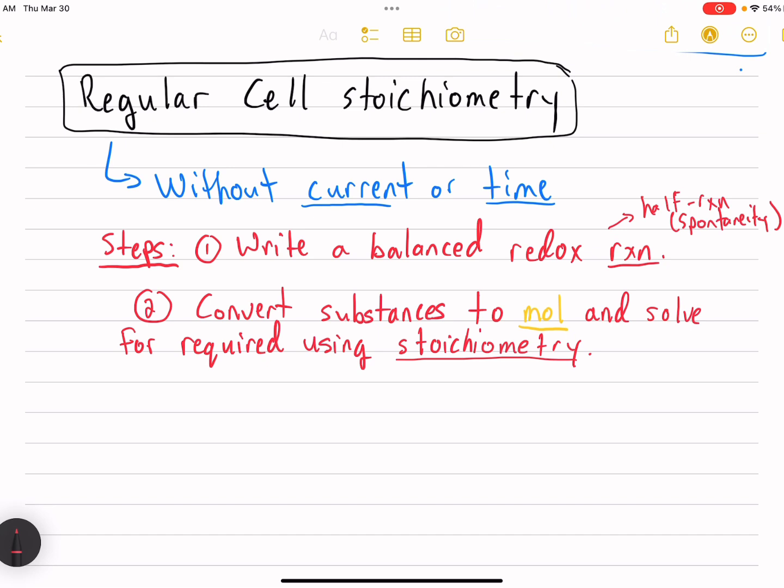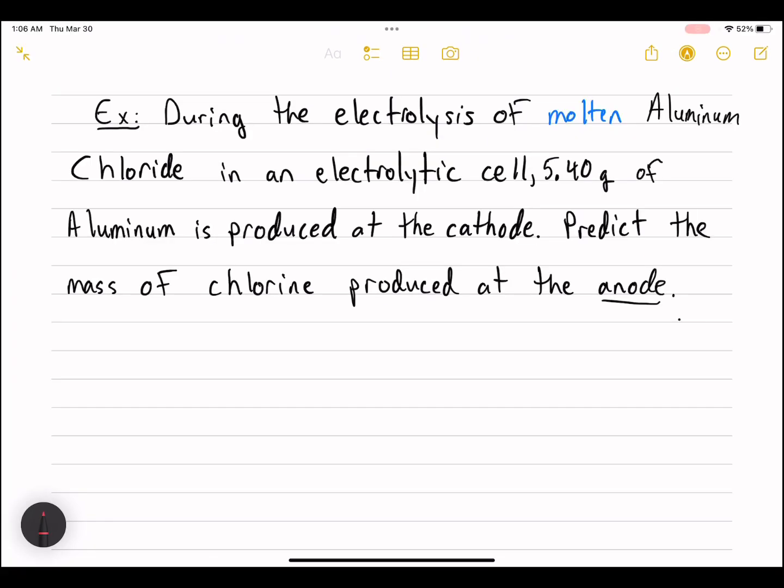But really, I would say that your attention should be on making sure that you get that balanced redox reaction right. So an example of this would read: during the electrolysis of molten aluminum chloride. Remember that key term molten means that there is no water, okay? So when you list your reaction entities, do not list water. Aluminum chloride in an electrolytic cell, 5.4 grams of aluminum is produced at the cathode. Predict the mass of chlorine produced at the anode.